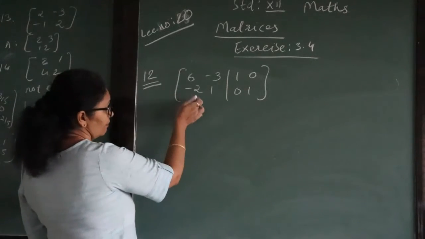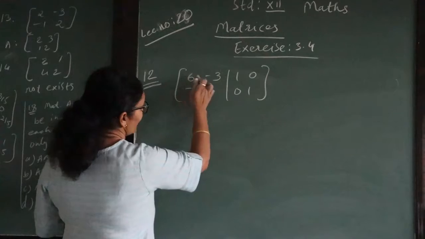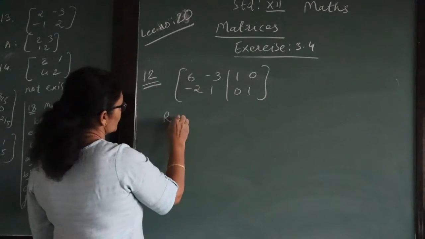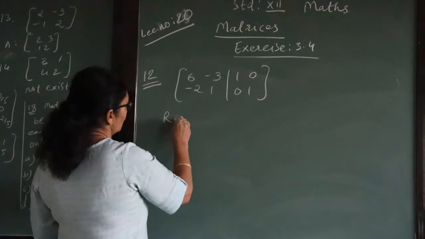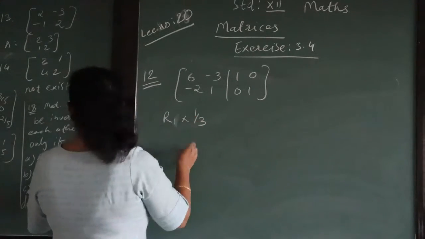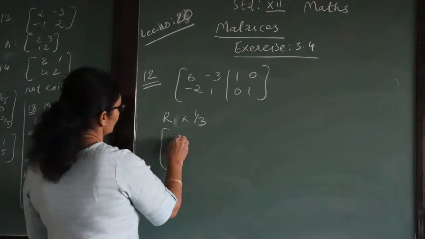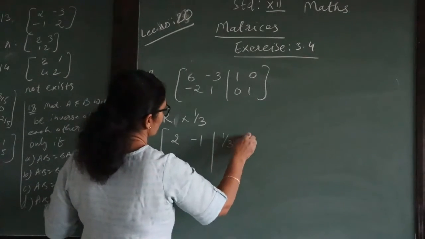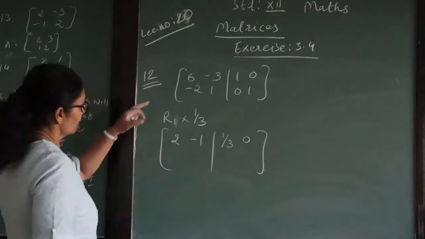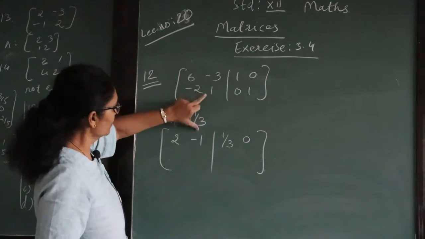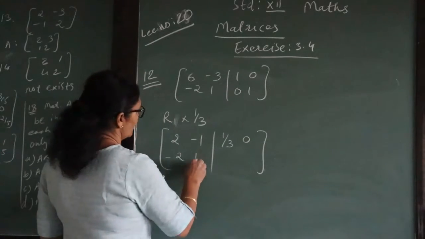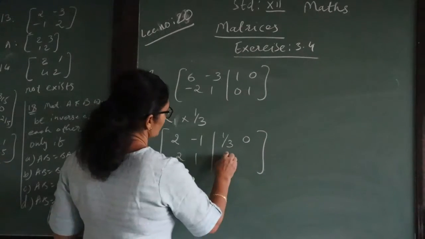First we make this, we divide this term by 3. So we can make it 2, 2 the same. So the first row will be multiplied by 1 by 3. What can we get? 2 when you divide by 3, -1, -3 this way. When you divide -3 by 3, you get -1, 1 by 3 and 0 as it is. This will be -1, -2 and 1, 0 and 1.